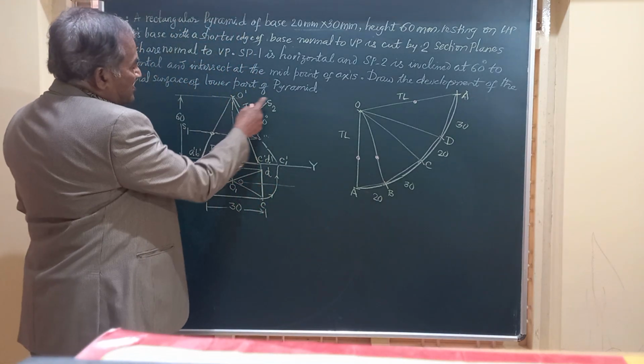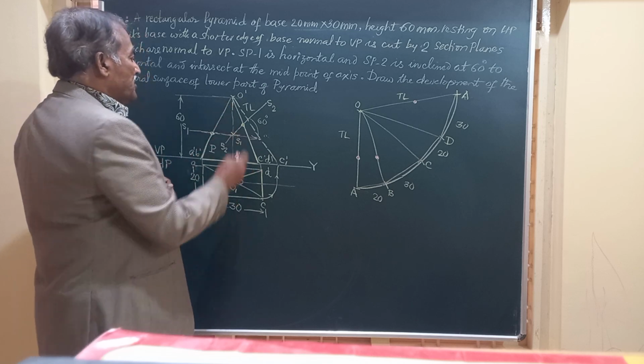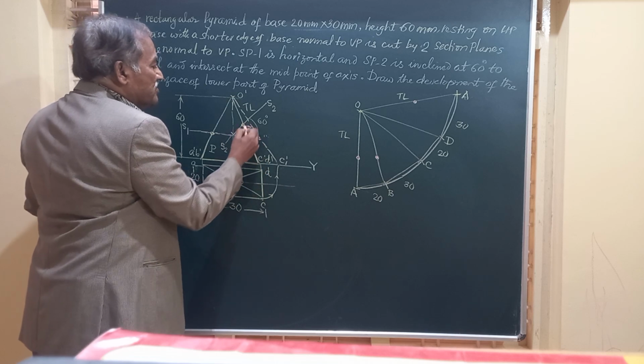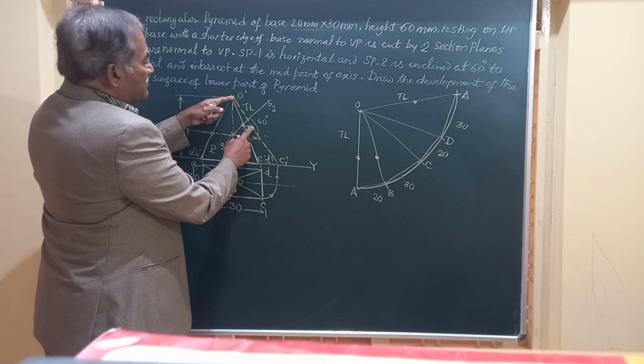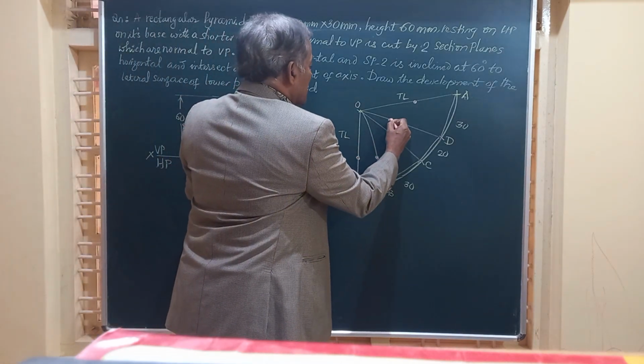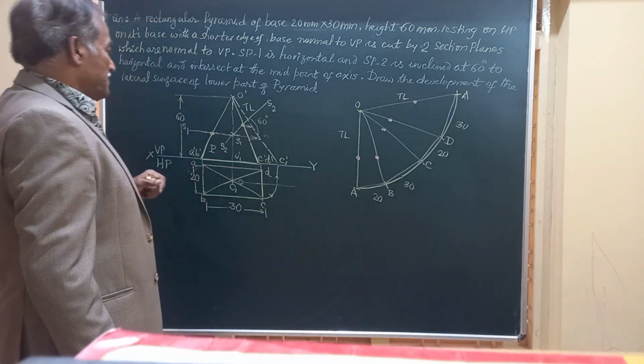Then comes section plane 2, which is cutting OC and OD here. This is also again not true length. I am going to shift it to the right and take that measurement on OC and OD.